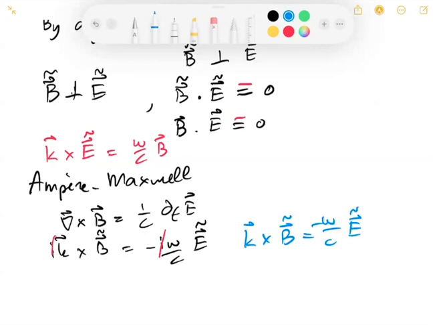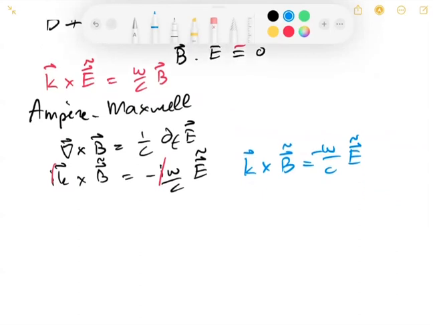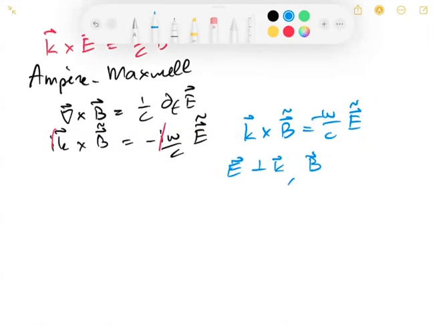Similarly here, because this is a cross product, the incoming vectors k and B form some kind of a plane, and the vector that's perpendicular to that plane, that's going to be E. And because it's perpendicular to that plane, it's going to be perpendicular to both the vectors that constitute that plane. So E is going to be perpendicular to k, and E is also perpendicular to B. So in other words, E, k, and B form a nice perpendicular set of vectors.